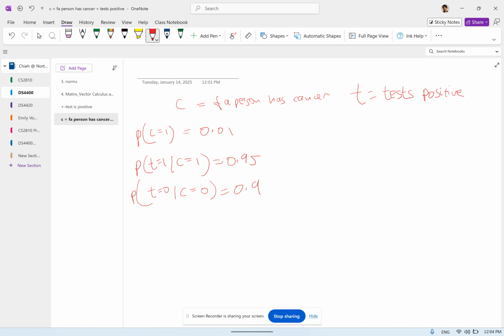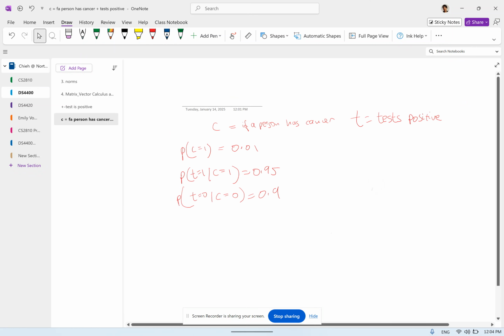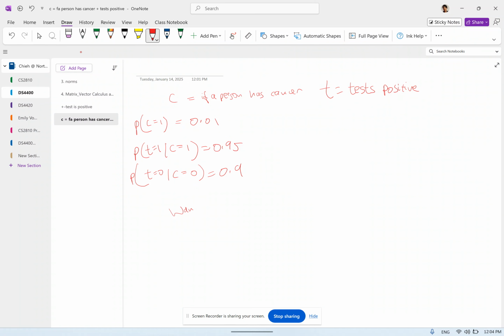And now, what are we trying to find? We're trying to find the probability where, given someone tested positive for cancer, what is the probability that someone actually has cancer? Okay, so writing down in probability notation all of the probabilities that you already know and the probability that you're trying to find is very helpful.